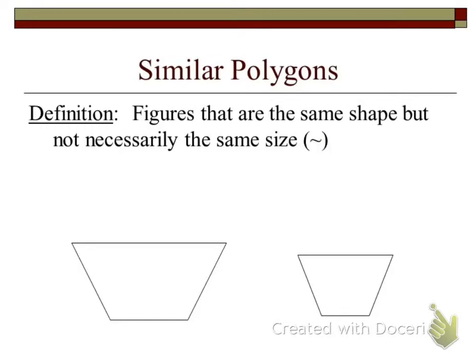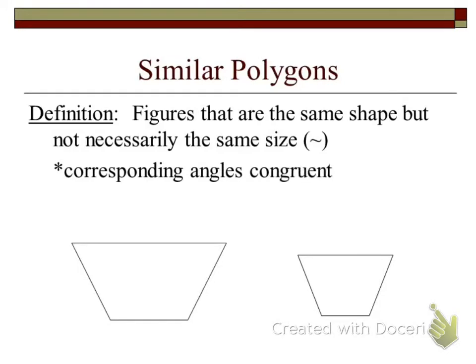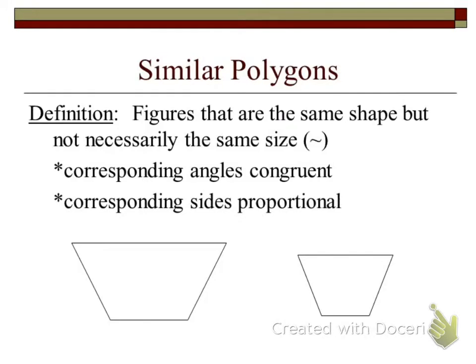When you have two figures that are similar, the corresponding angles are congruent and the corresponding sides are proportional. Remember, a proportion, we talked about that yesterday, it's just when two ratios are equal to one another. So we're going to write the side lengths in ratios, and we're going to make sure that they're equal to one another. And then all the corresponding angles should be congruent.